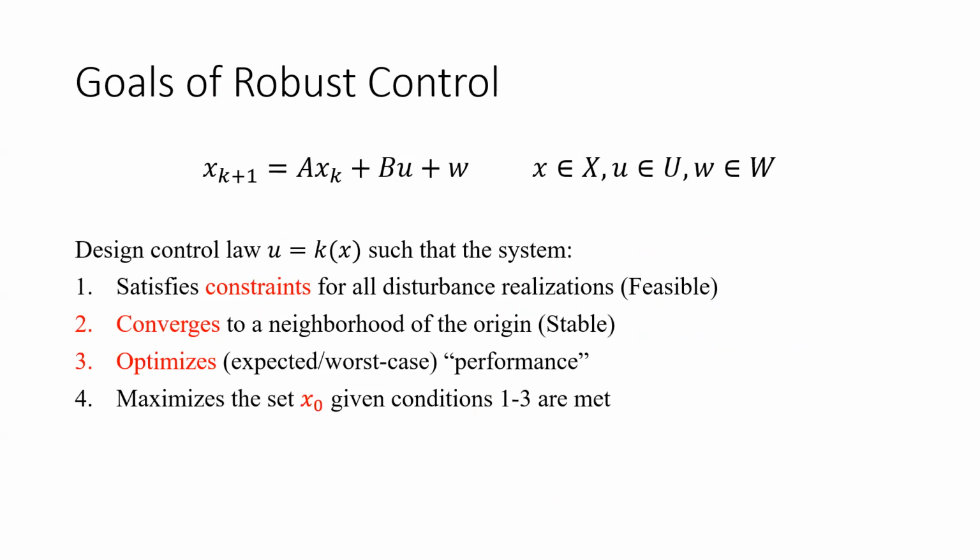That's the optimization. And fourth, we also want to make sure that the method we generate gives us a large enough feasible X set, given that conditions 1 and 3 are met.